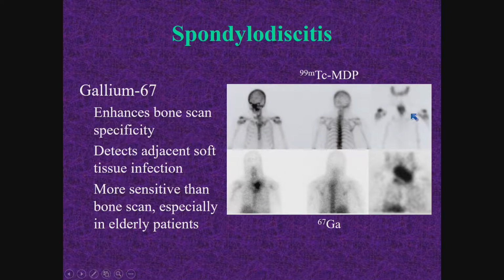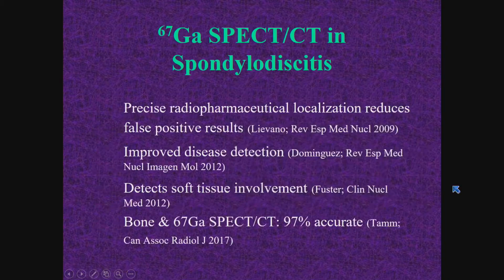So here's your bone scan. 2 to 3 days later, the patient underwent gallium imaging, and you can see lower cervical, upper thoracic spine osteomyelitis with extension into the adjacent soft tissues. Gallium-67 SPECT-CT. Of course, we've already talked about SPECT-CT. Certainly improves the accuracy of gallium imaging in this case.